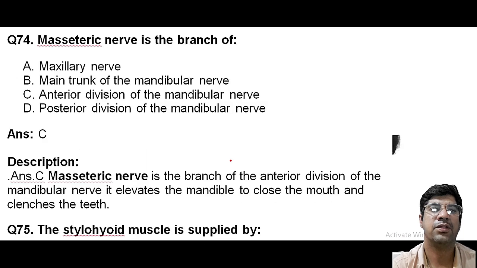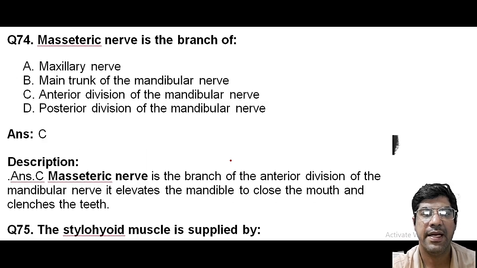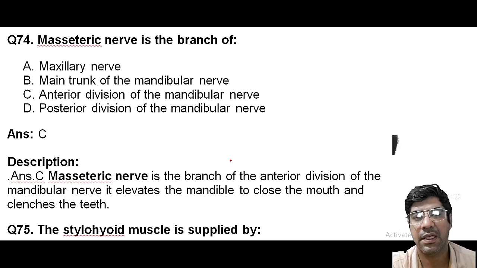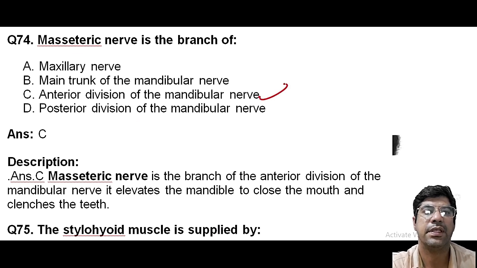The masseteric nerve is a branch of the anterior division of the mandibular nerve. It innervates the masseter muscle and it helps in elevating the mandible to close the mouth and in the process of clenching the teeth. So the answer is C.